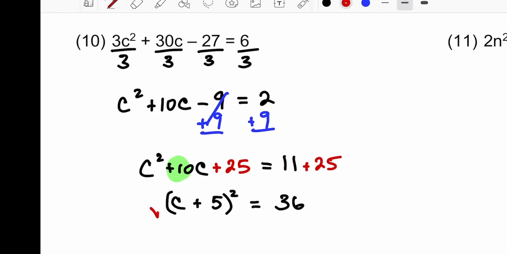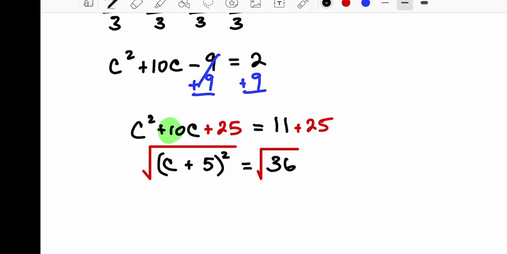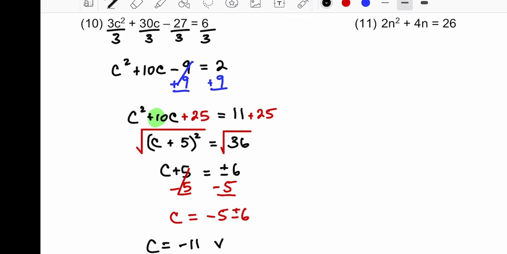Root both sides. You're looking at c plus 5 is equal to plus or minus 6. All right, but because it's rational, I need my two separate equations, so I subtract a 5 from both sides. I'm looking at c equal to negative 5 plus or minus 6. Negative 5 minus 6 is negative 11. Negative 5 plus 6 is a positive 1. And so those would be my final answers.